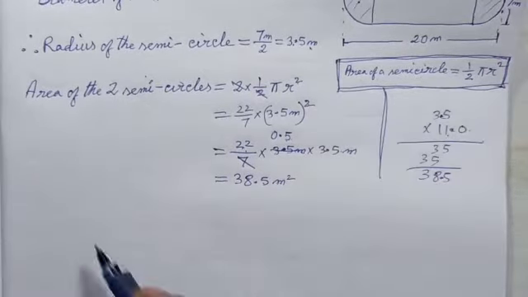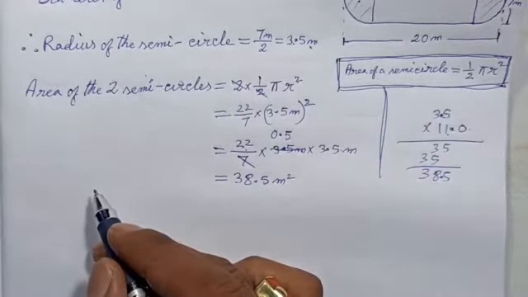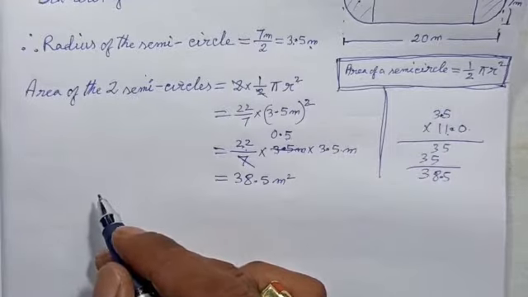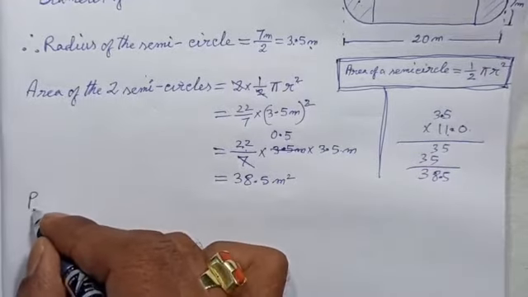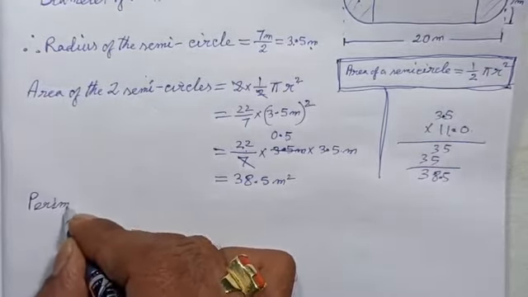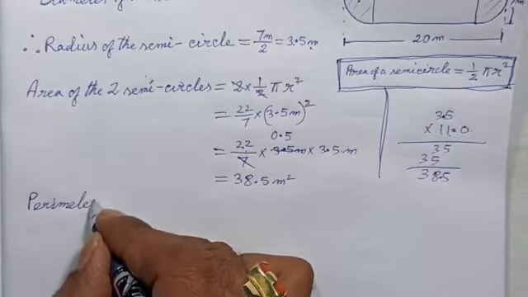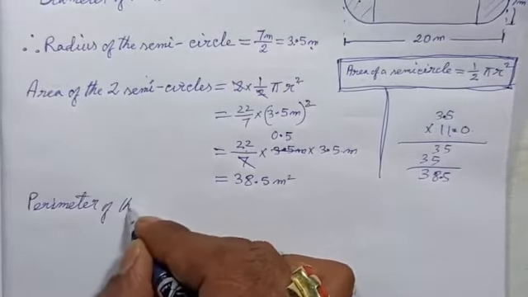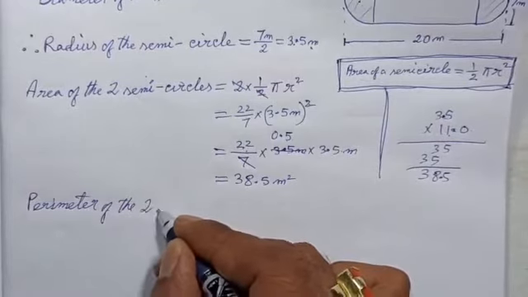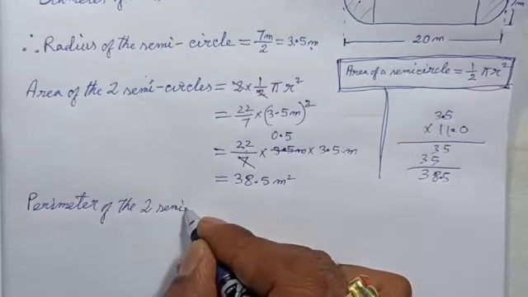Next, let us find out the perimeter of the two semicircles.